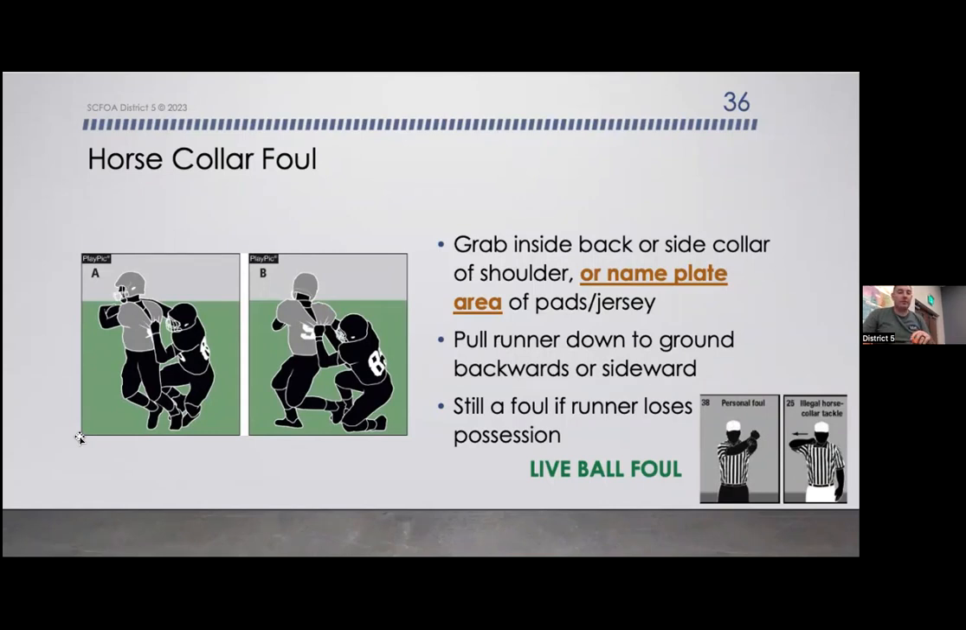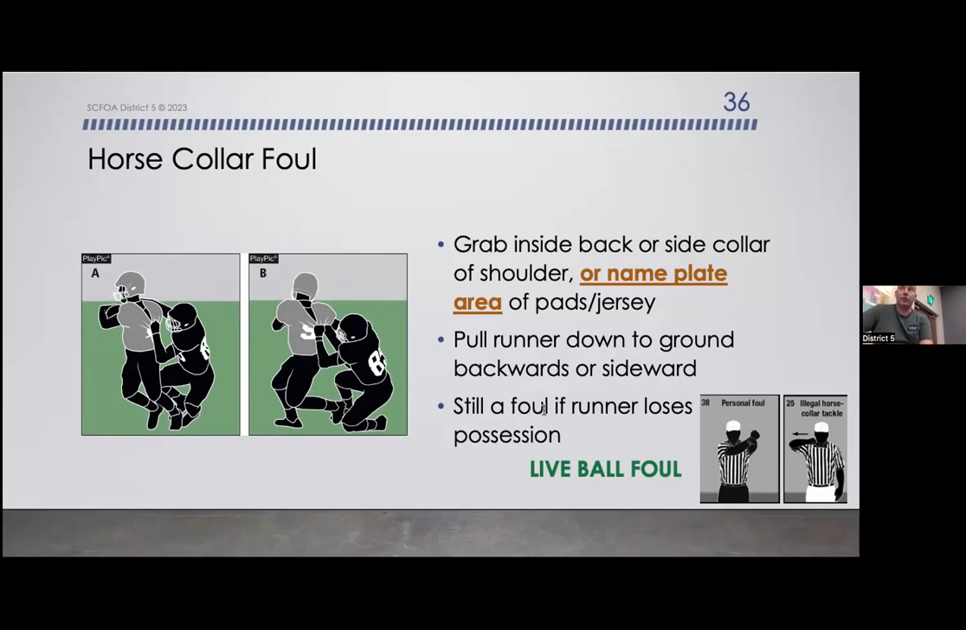Horse collar fouls. So you grab the inside, back, or side collar of the shoulder or nameplate area of the pad or the jersey. And so you get up in here. You don't have to be inside the jersey. You just have to be in the nameplate area. Okay. And you have to pull the runner down to the ground backwards or sidewards.